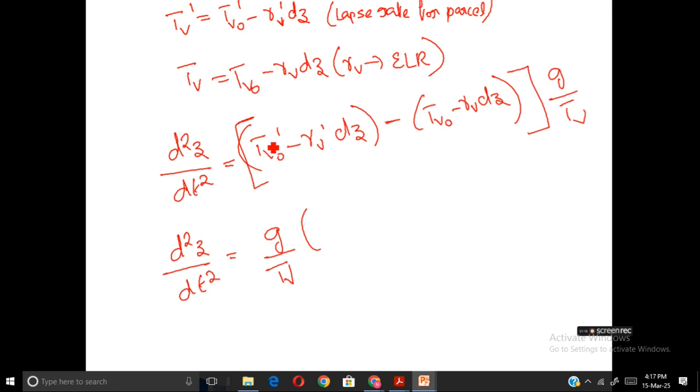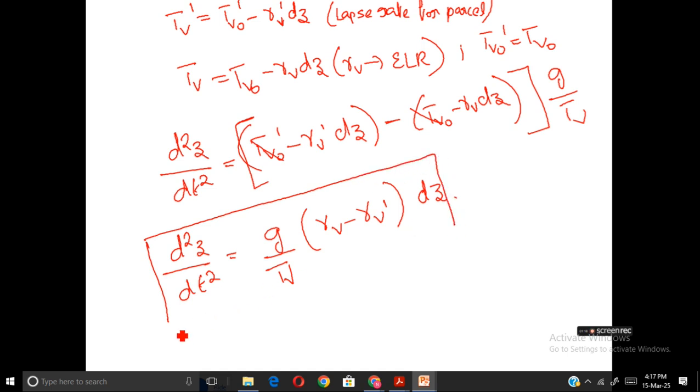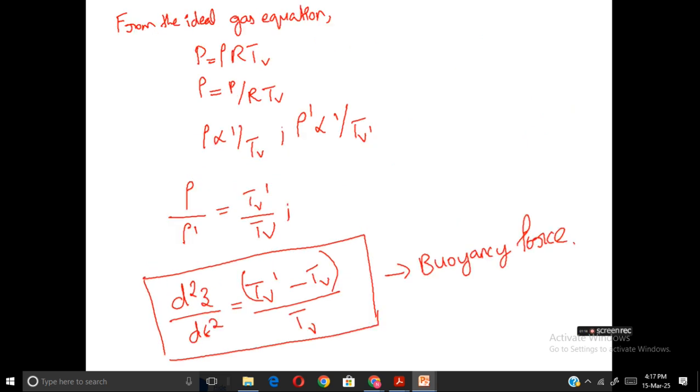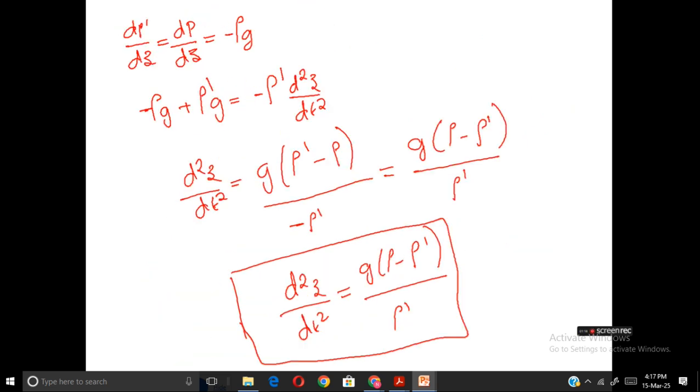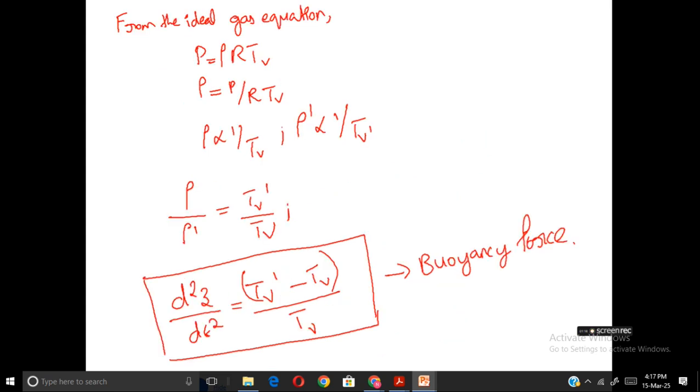At the surface, the temperature of the parcel and the temperature of the environment will be the same. TV0 dash and TV0 are the same, so this and this will cancel. The remaining terms are gamma V minus gamma V dash, the lapse rate of the environment minus the lapse rate of the parcel, into dz. So this is the equation for the vertical acceleration in terms of lapse rate. So we found the equation in terms of temperature, in terms of lapse rate, and in terms of the density of the parcel and the environment.